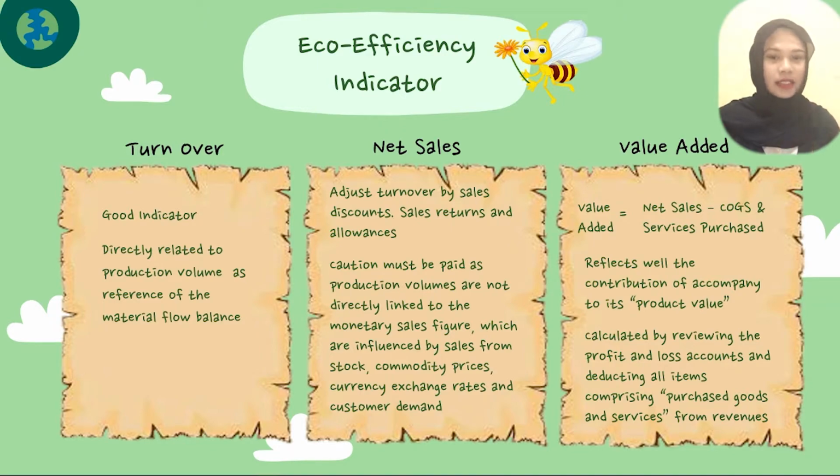So the last indicator is value added. The value added is equal to the net sales minus the cost of goods sold and services purchased. The value added reflects well the contributions of the company to its product value. It is calculated by reviewing the profit and loss accounts and deducting all the items comprising purchased goods and services from the revenues.